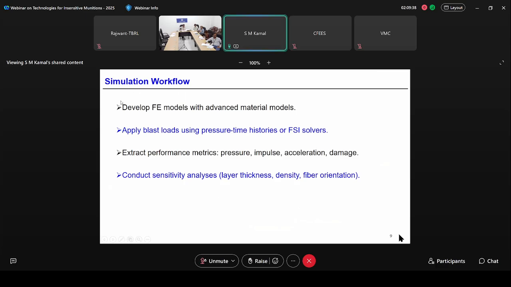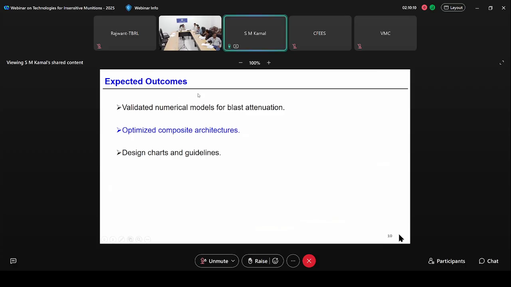The systematic workflow goes like this. First, we'll develop FE models with advanced constitutive material models. Then we'll apply blast loading using pressure time histories or FSI solvers. Then we'll extract performance metrics such as overpressure, impulse, acceleration, and damage. And then we'll conduct the sensitivity analysis by varying layer thickness, density, and fiber orientation. After completion of this project, we're going to deliver validated numerical models for blast attenuation, optimized composite structures, and design guidelines for future use.